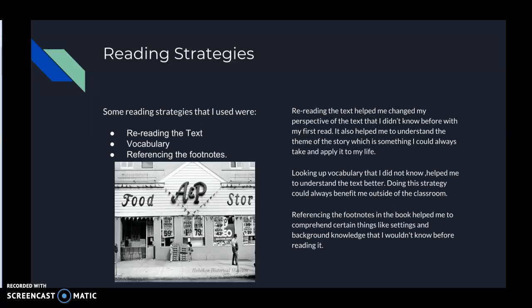Doing this strategy could always benefit me outside of the classroom and just to learn new words. Referencing the footnotes in the book helped me to comprehend certain things like setting and background knowledge that I wouldn't know before reading it.